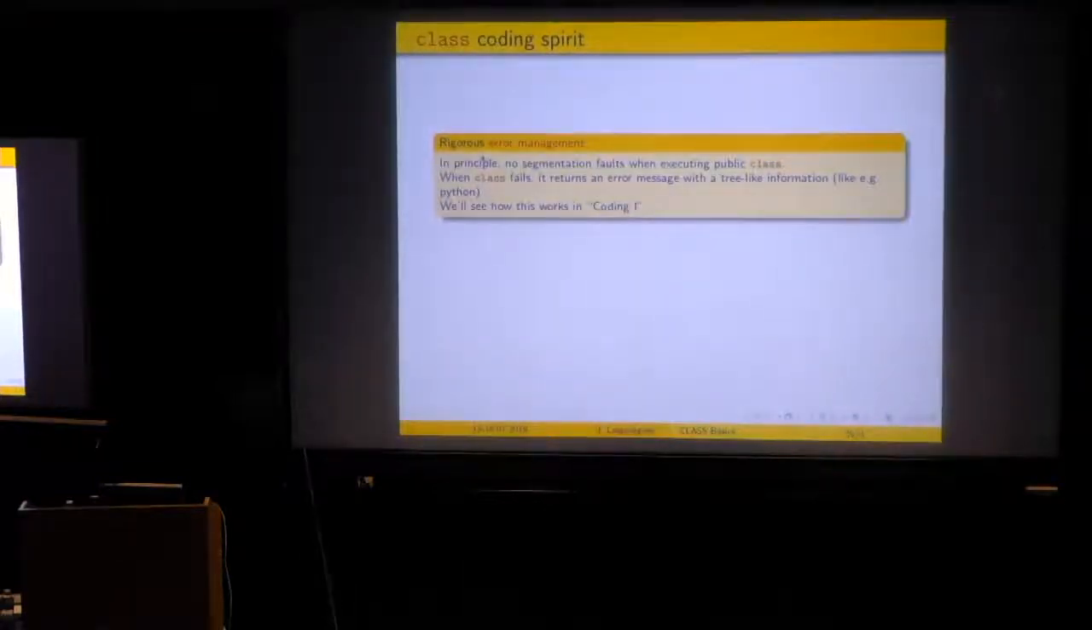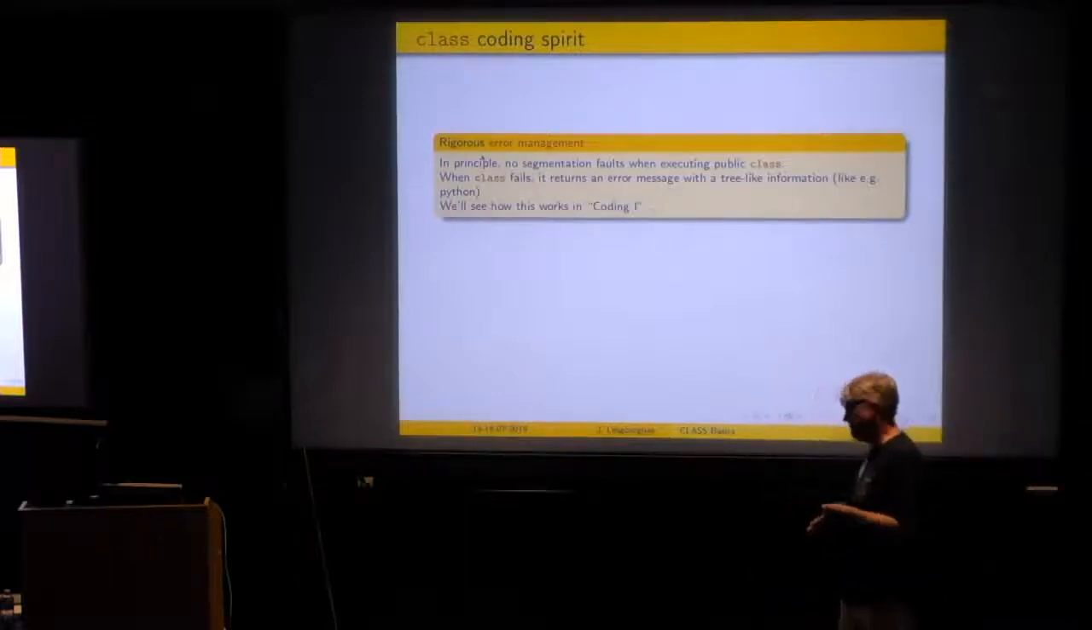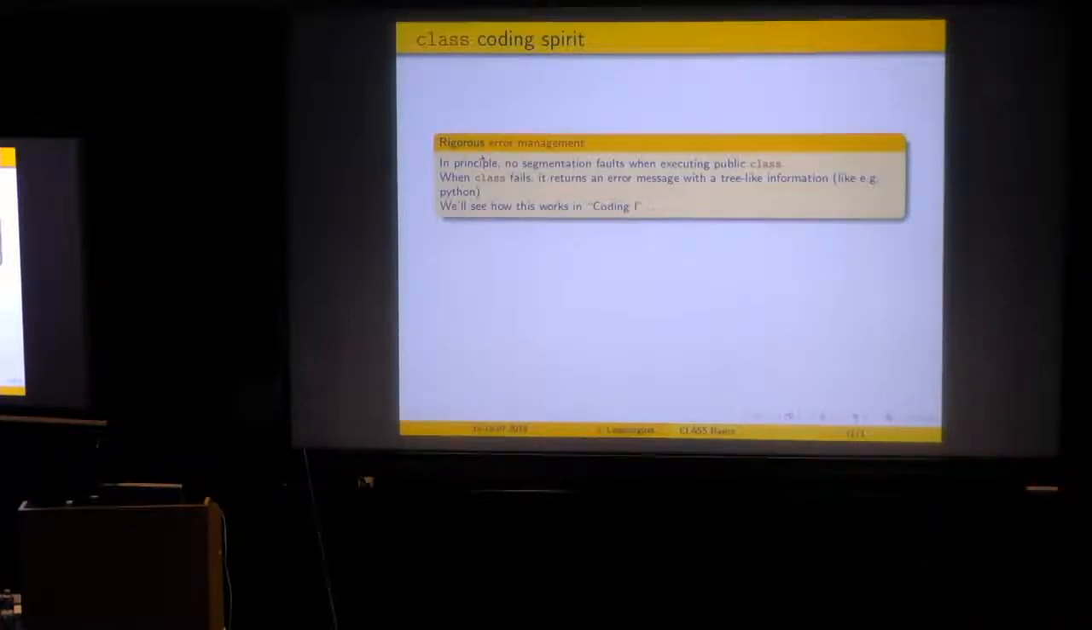Another important aspect is error management. Of course, these codes do produce errors when you develop them, and you want to know where the error was. In Python, it's great that when there is an error in your script, the error message tells you in which line the error is. We have the same feature in CLASS, and to achieve it, we have to obey a syntax that I will explain tomorrow. The syntax is a bit heavy, but it's very logical.